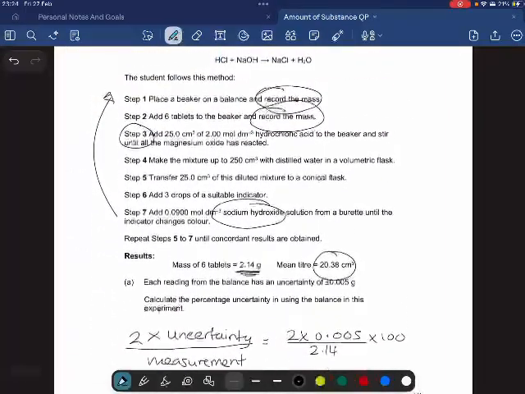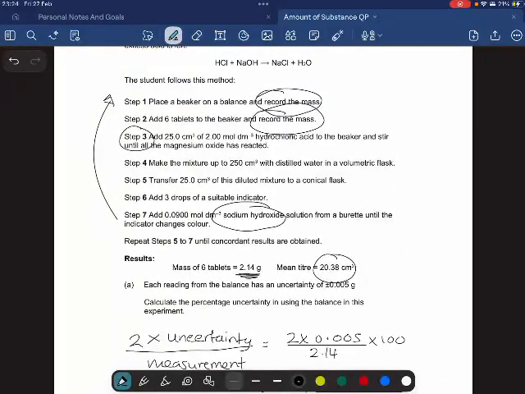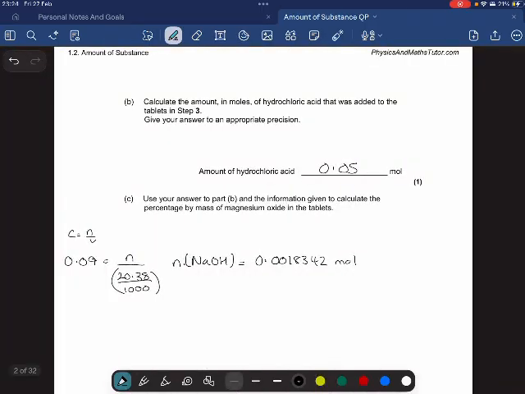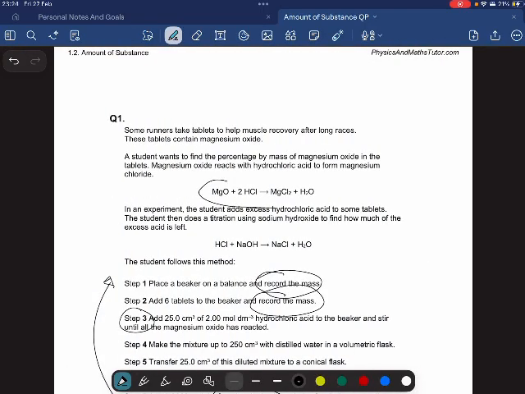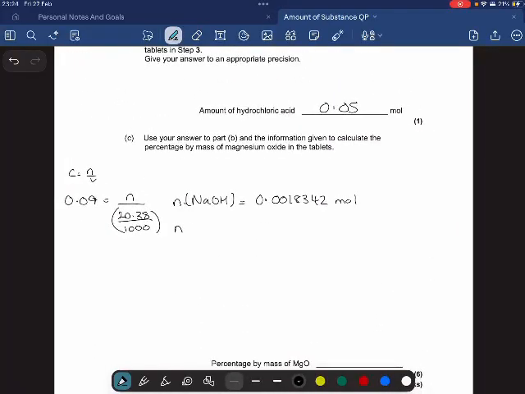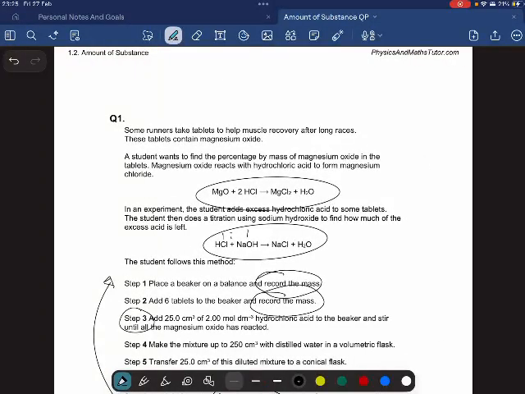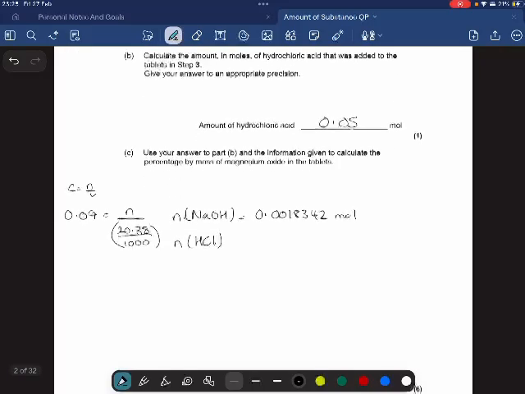We started from step 7. Now let's work our way back up. Step 6 won't really help us. 3 drops of a suitable indicator doesn't do anything. Let's see what we can do. Now, before I do anything, I notice this equation up here, and this equation up here. Well, I found the moles of NaOH, so I can actually find the moles of HCl. Since it is a 1-to-1 ratio, the moles of HCl is going to be the same as the moles of NaOH.